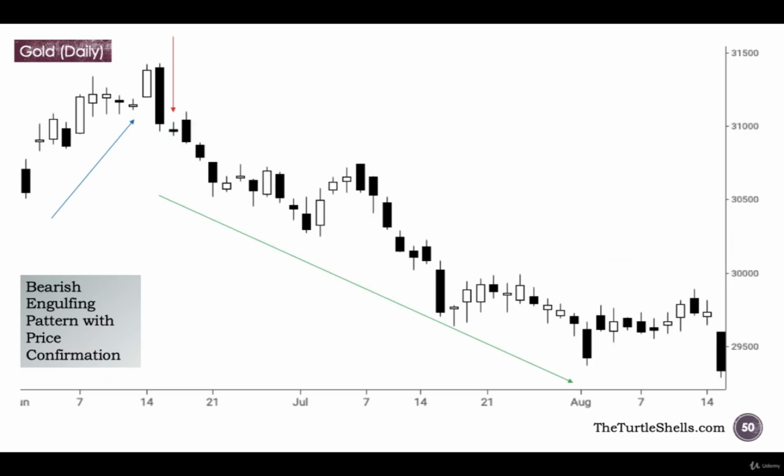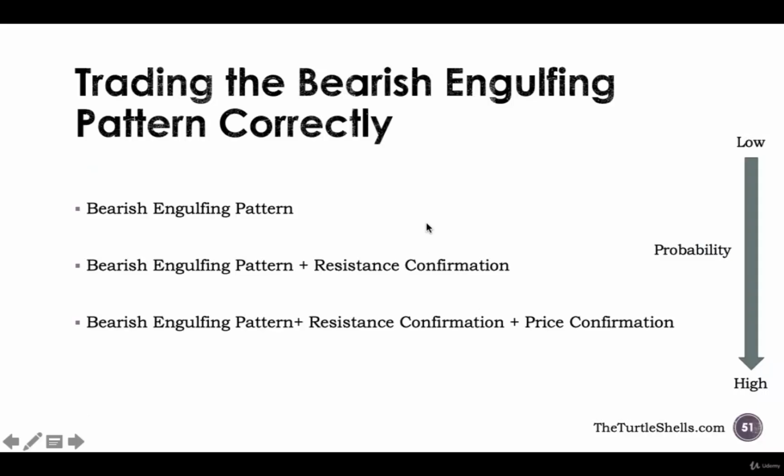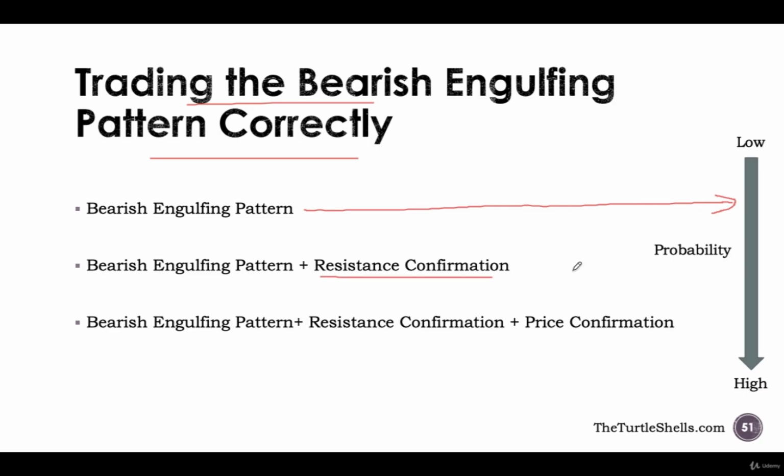Okay? Coming back to our good old model where we look at confirmations and try to increase the probability. So this is trading the bearish engulfing pattern correctly. If I have a standalone bearish engulfing pattern, that's a low probability, risky, aggressive trade. If I have a bearish engulfing pattern confirming prior resistance, that's a medium probability, conservative trade. That is my kind of a trade.